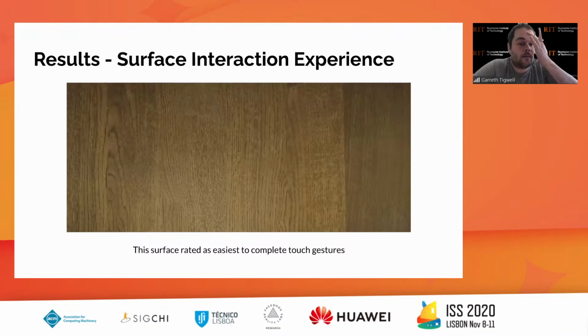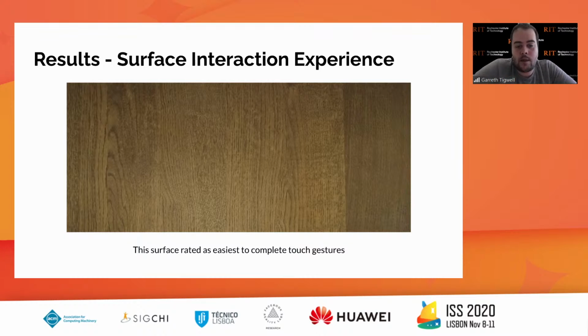We ran some quantitative analysis on the data as well, but I'll encourage you to look at the paper for that, and I want to focus more on the qualitative data. Interestingly, the surface rated as easiest to complete touch gestures on is the one on the screen. It was a dark wooden surface, which has some amount of texture, rather than a completely smooth surface that we're maybe more familiar with on the screens of our devices. We did have an acrylic surface in our study that was very similar to that, so that kind of surprised us.